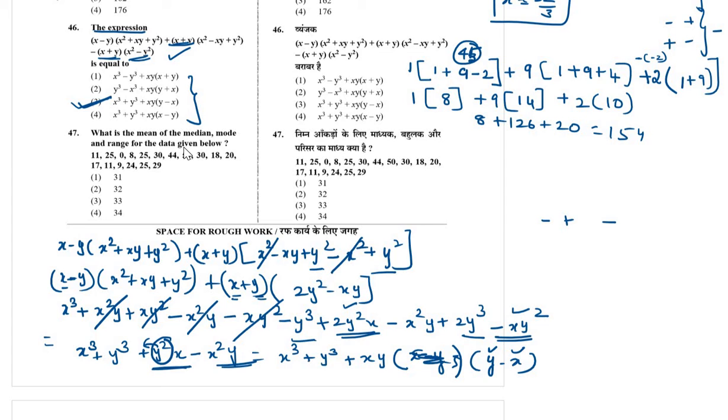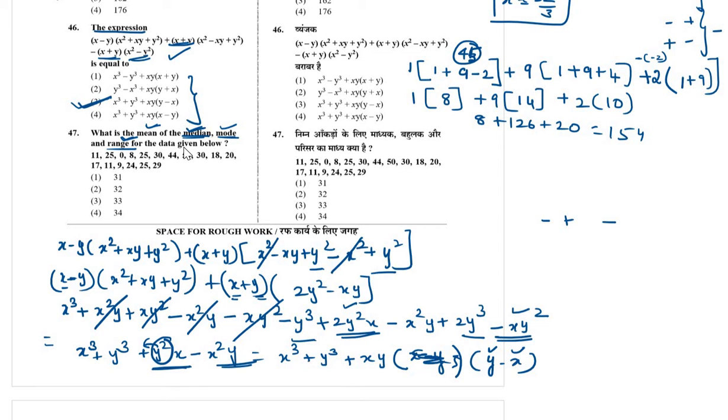Okay. Come to the next question. What is the mean of median, mode and range? Mean means average. So the average of these three numbers we have to find. So first we must know what is median, mode and range. Median means the middle term, mode means the highest frequency, the one that occurs repeatedly. The number that occurs the most times is the mode. Range means highest minus smallest.